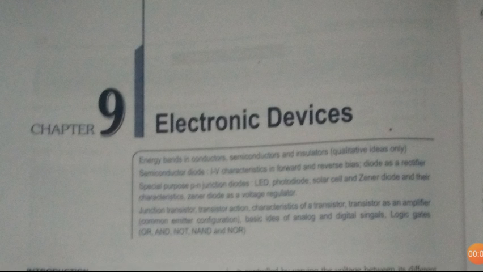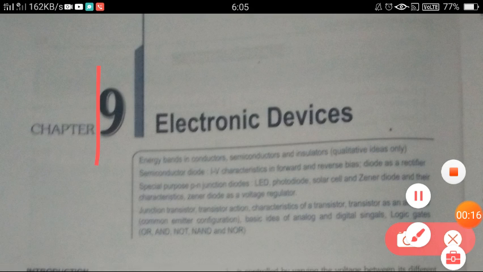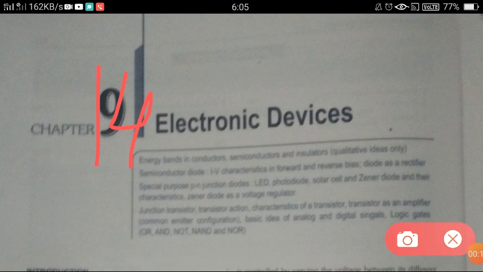So, today we are going to discuss chapter 14. Here it is written chapter 9, but actually it is our last chapter, which is chapter 14, electronic devices. Okay, so this is our last chapter. After this, we are going to start our doubt sessions.